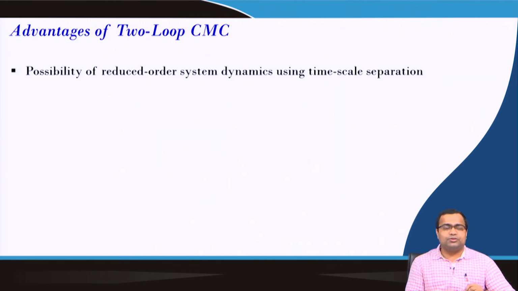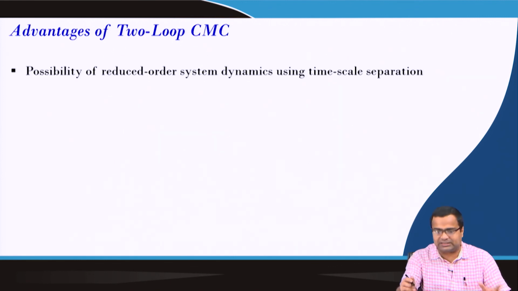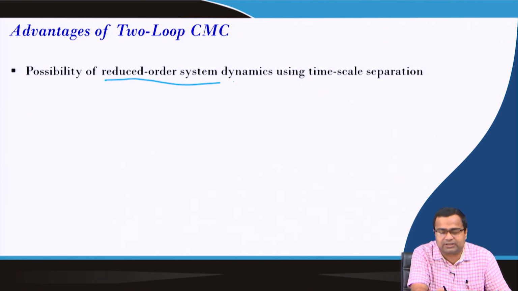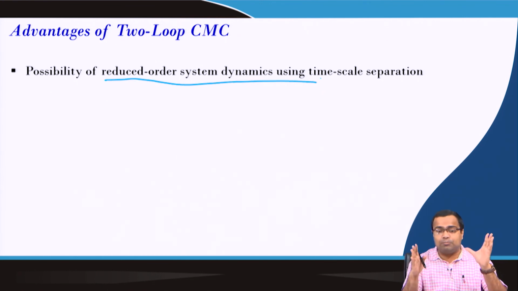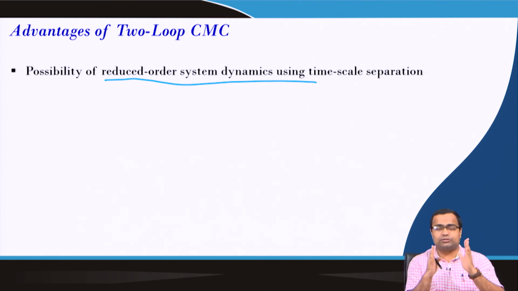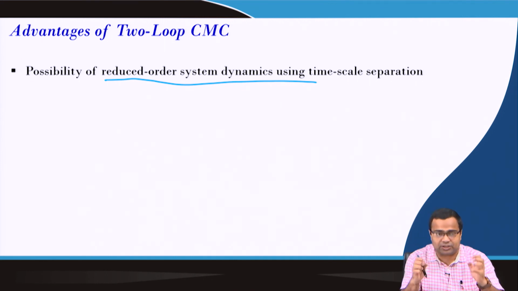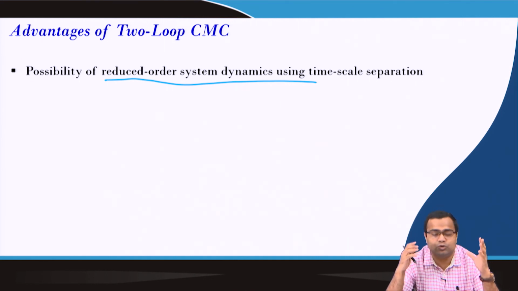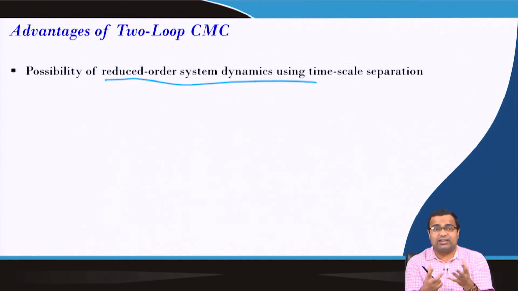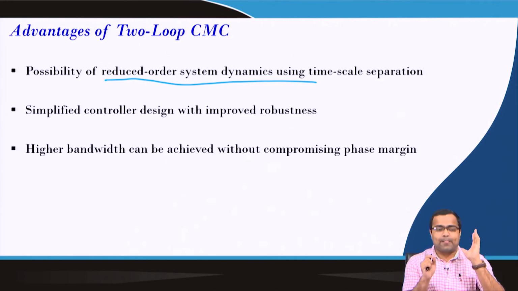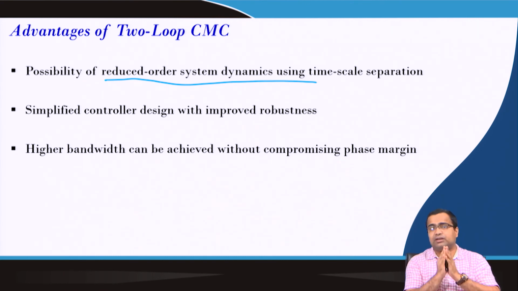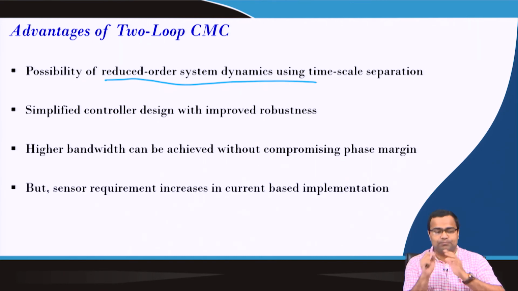Whereas in 2 loop control we have an inner loop and an outer loop, and we want to make sure the 2 loops are widely separated in terms of their time constants. By virtue of this inner loop and outer loop concept, we can represent this converter as a first order approximate system, and this will simplify the design process. A higher bandwidth can be achieved because we are taking advantage of the fast inner current loop, but everything comes with a price.